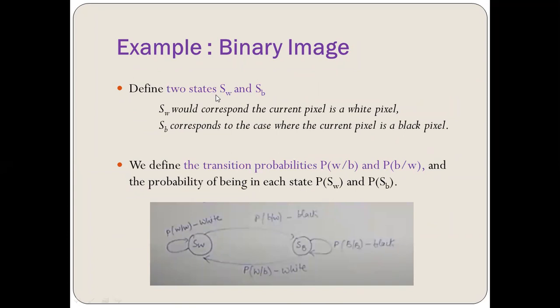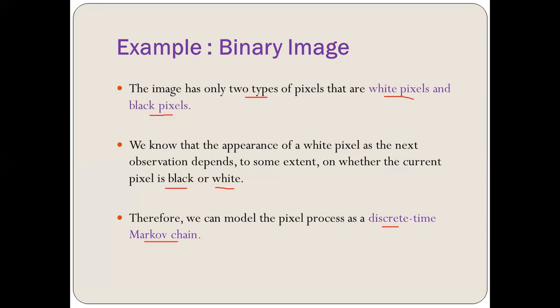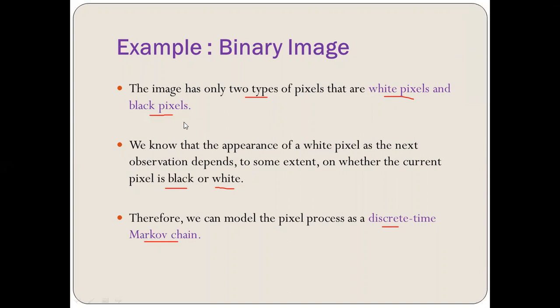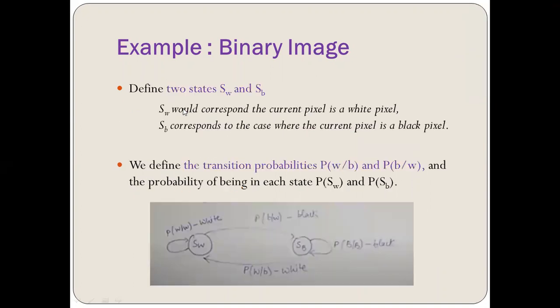Because the Markov chain model defines states, let's see how many states we have. We have two states. Why do we have two states? First of all, either there is a condition when the pixel is white or there is a condition when the pixel is black. So there are only two states, right?